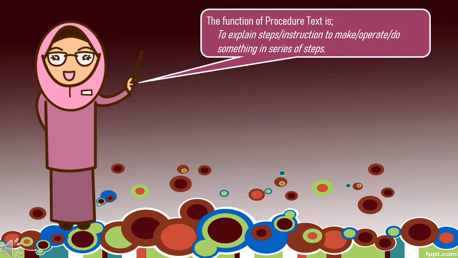Next, the functions of present tense. The function of present tense is to explain to the reader the steps or instructions to make, to operate, or to do some things in a series of steps.